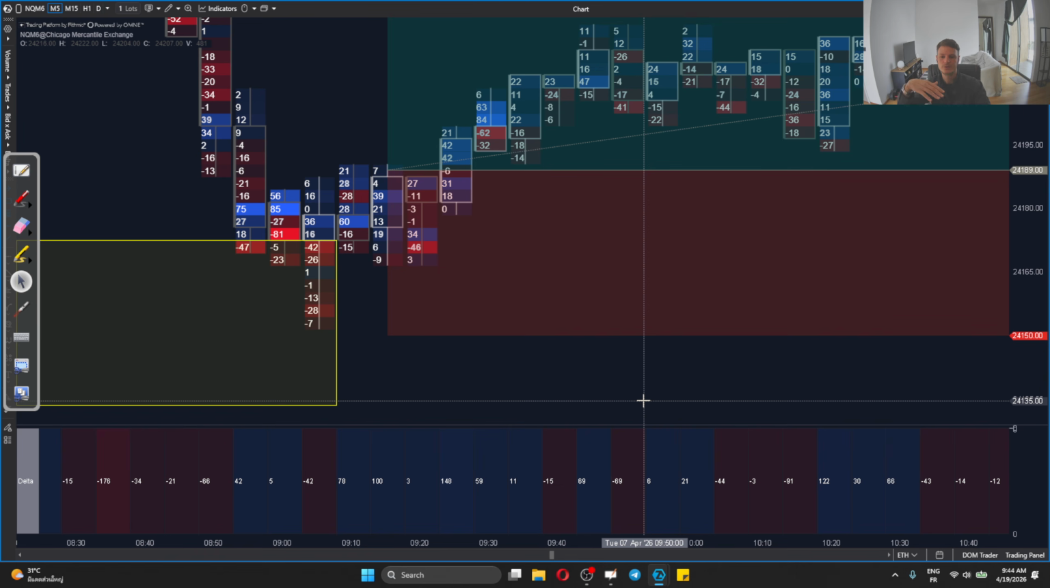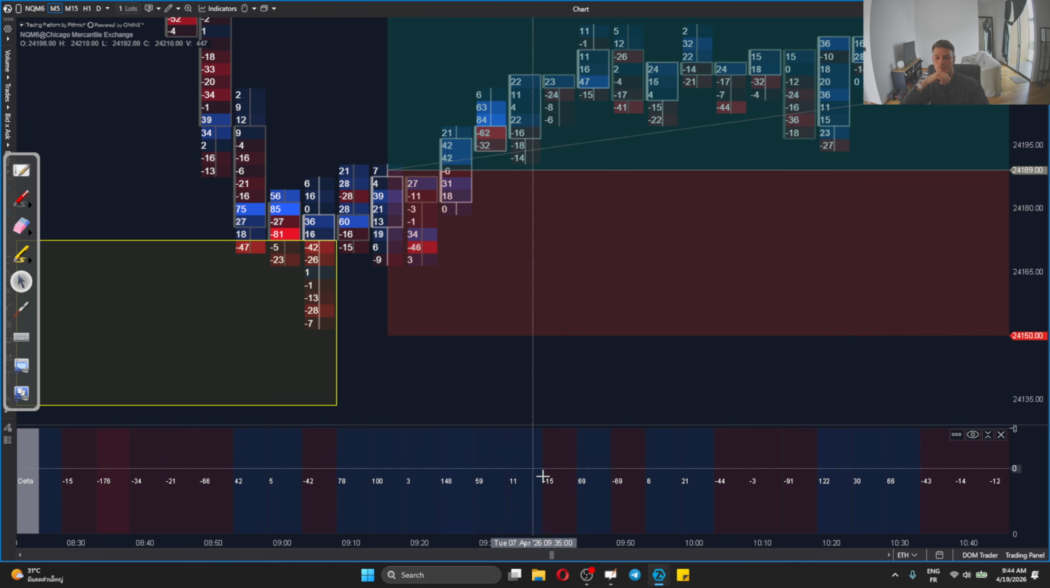If you're trading New York, you're looking at bigger numbers, obviously, okay? If you're trading Asia or London, this is the type of numbers you'll be looking at.